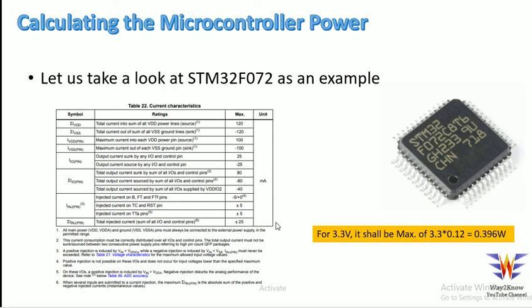And then we will take a simple example of a microcontroller, the STM32F072. While we may not calculate in detail, we will give you pointers on where to look to determine the power consumption. The first thing, if you look at the STM32, you must have seen the power consumption details, the maximum current consumption details. Out of these you can see this particular one which says total current into sum of all VDD power lines.